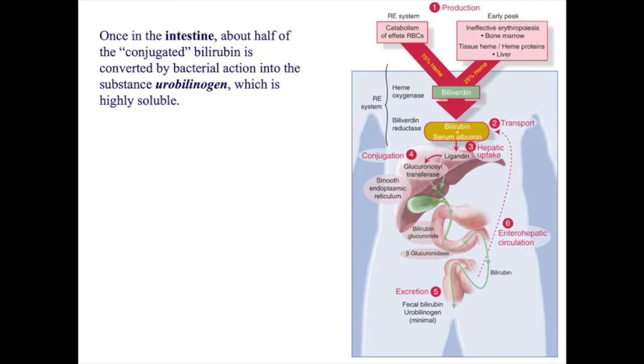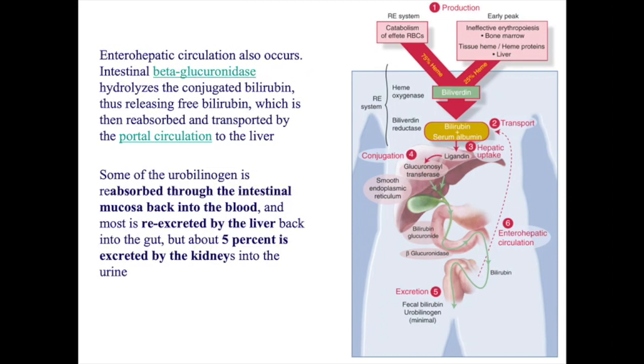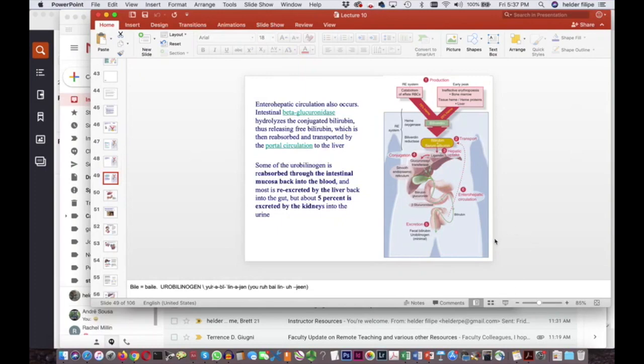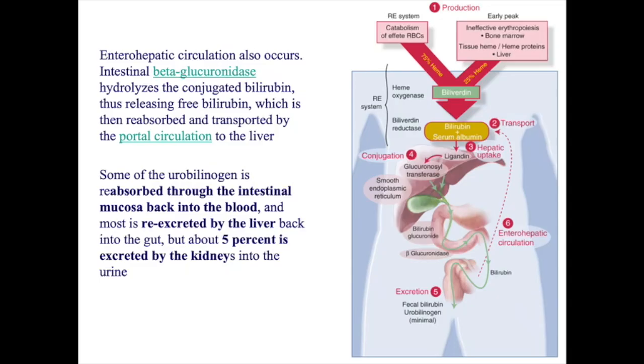So part of this urobilinogen may actually be reabsorbed. How is it reabsorbed? Well, there are enzymes that will hydrolyze it. Note that not all bilirubin that is excreted into the intestine will be sent out into the feces. Some actually comes back to the blood. This is what we call the enterohepatic circulation.